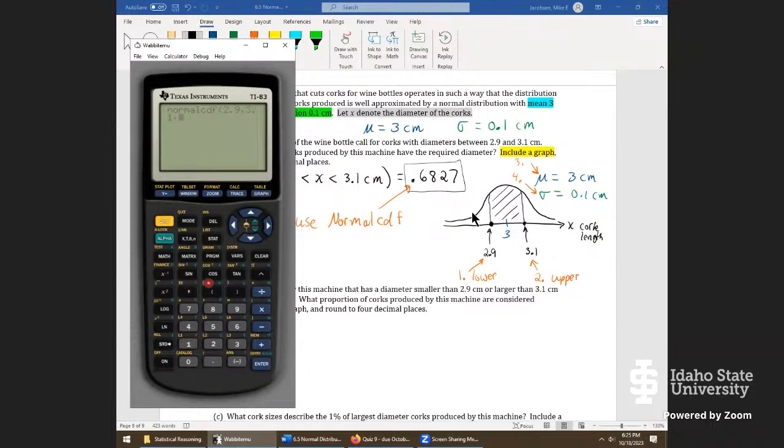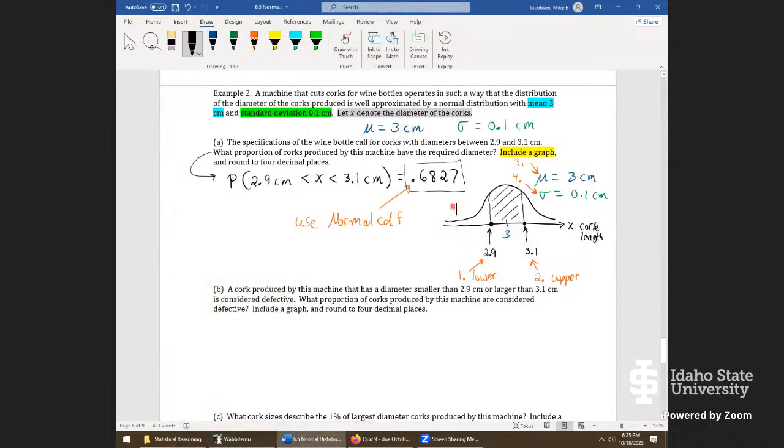Hit your comma again, then 3 centimeters for the mean, comma one more time, 0.1 centimeters for the deviation, and finally close a parenthesis, and we have the same number, 0.6827 after rounding. So it looks like this in this particular calculator. Either way we do it, we have about 68%. That's what the empirical rule would say. But we get this extra precision right here if we do it exactly.